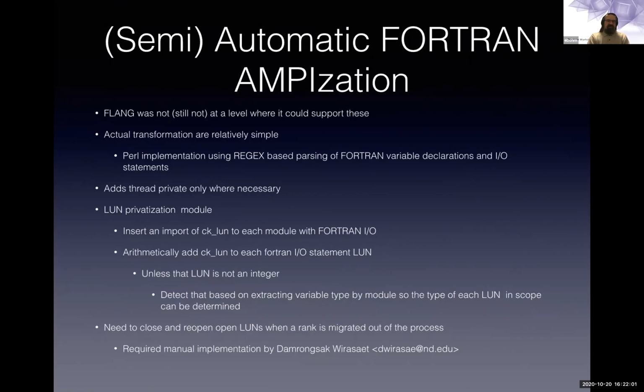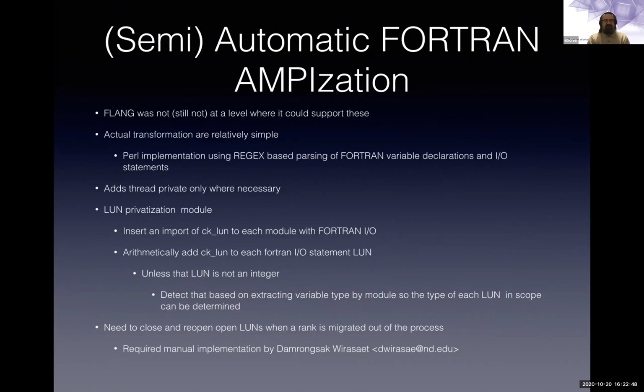So we decided to move forward with a proof of concept implementation, just setting up a script to parse the Fortran source code directly using regular expressions, apply the rules that we previously described for variable declaration and IO statements, and integrate an application-level module called CK-LUN, where we simply arithmetically add a rank-based CK-LUN variable to each integer LUN so that it becomes, in fact, safe to operate on in a thread-level way.